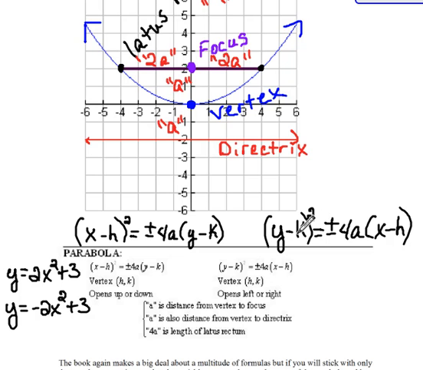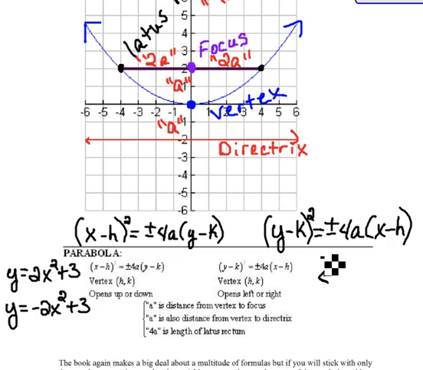The h and the k is still the vertex. The 4a is still the length of the latus rectum. A is still the distance from the vertex to the focus and from the vertex to the directrix. The only difference here is since the y is being squared, this formula tells us that it's going to either open to the left or it's going to open to the right.